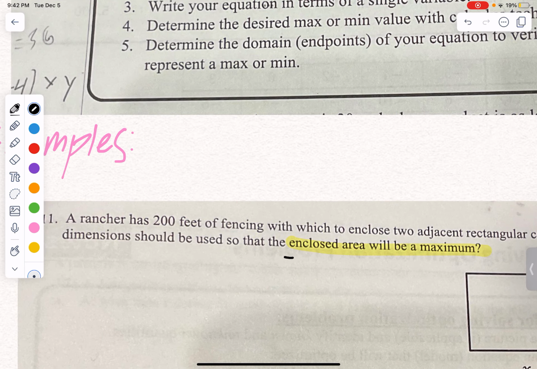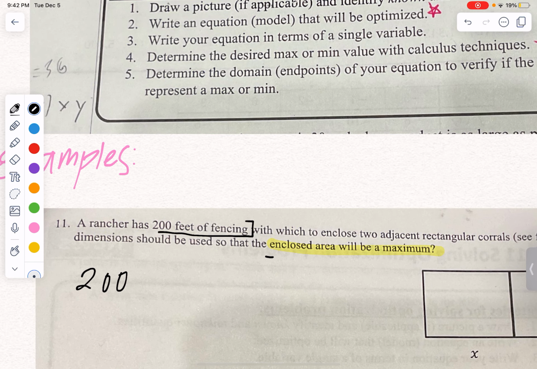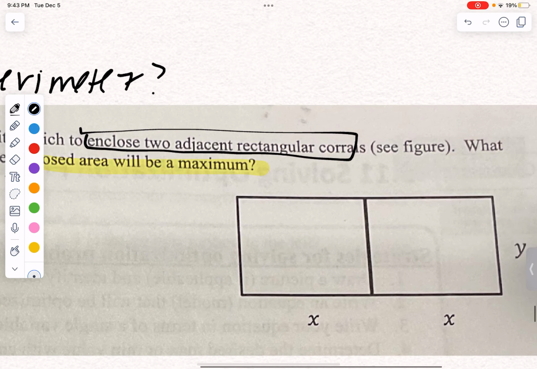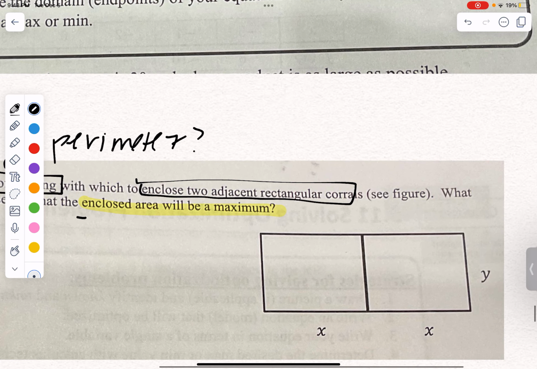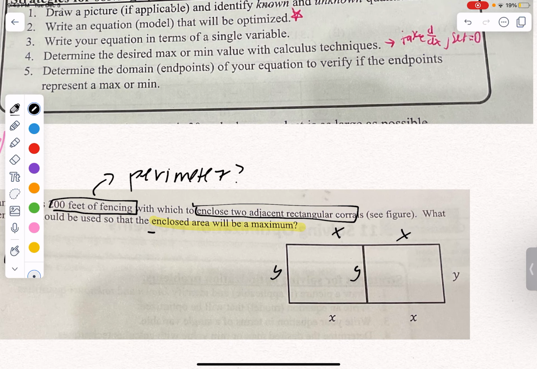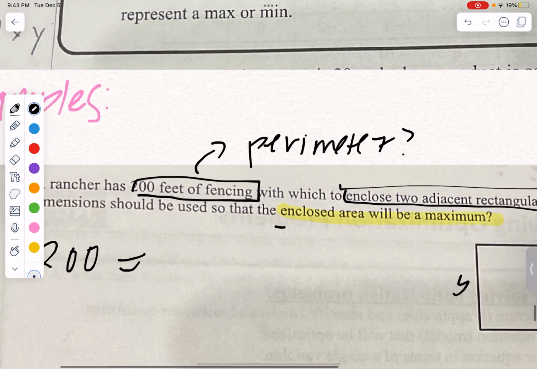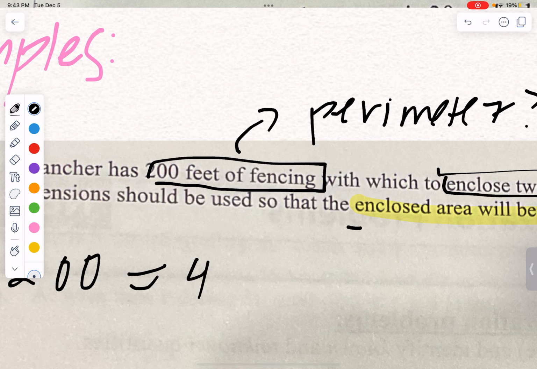So, we know that we have 200 feet of fencing. This 200 feet of fencing, with which to enclose the two adjacent rectangular corrals, is basically perimeter in a sense. It's kind of perimeter-esque, but it also is its own entity. So we're going to finish labeling these x's and y's: an x here, an x here, and a y here, and a y here. All of this combined fencing has to be equal to 200. So the equation is 200 equals 4x plus 3y.